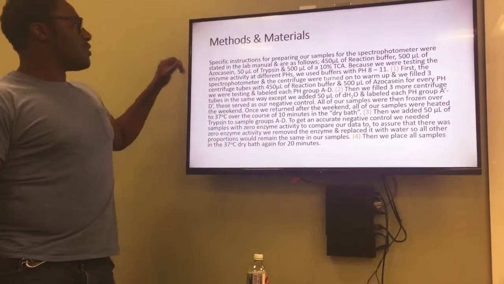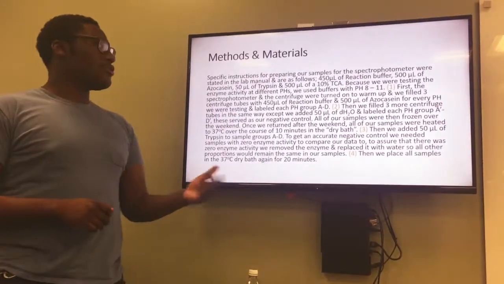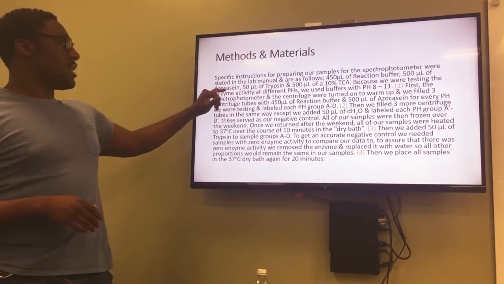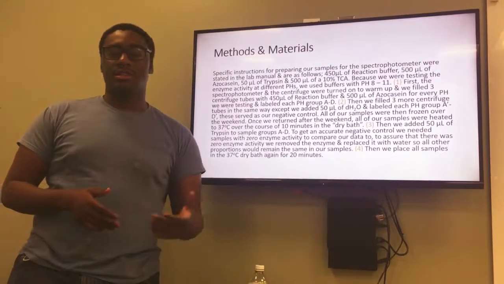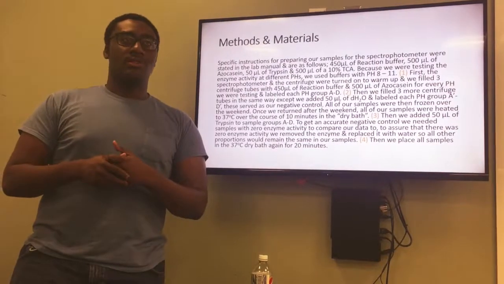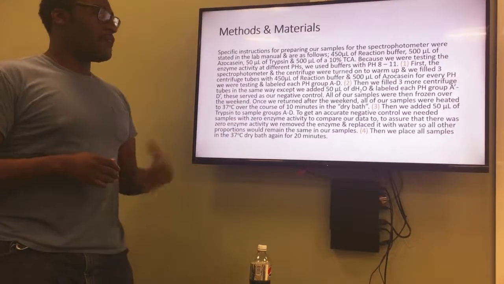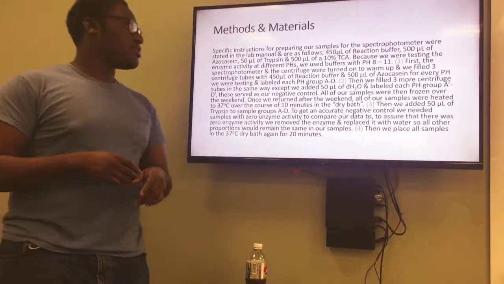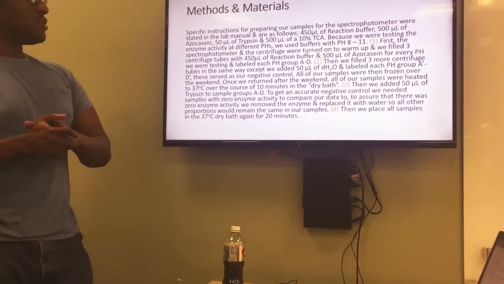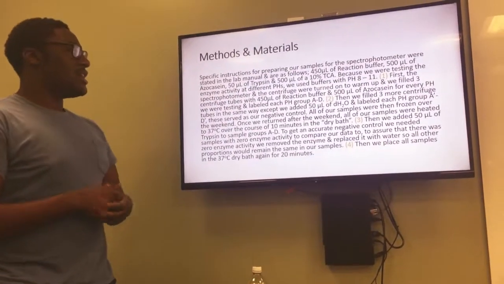Alright, so our instructions come from the lab manual and it follows that we have 450 microliters of reaction buffer, 500 microliters of the acetyl casein, and the acetyl casein is a milk protein that contains sulfonylamide which allows us to view the absorption of the enzyme at 440 nanometers. After that, we had trypsin, of which we need 50 microliters, and 500 microliters of a 10% TCA.